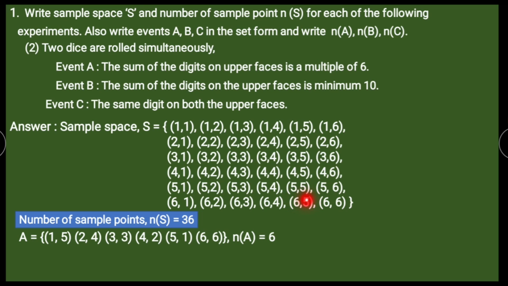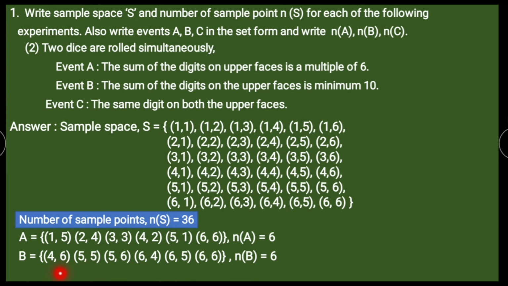Then 5 plus 5 we get 10. 5 plus 6 we get 11. 6 plus 4 we get 10. 6 plus 5 we get 11. 6 plus 6 we get 12. So we consider those ordered pairs whose sum is 10, 11 or 12. So write in set B: (4,6), (5,5), (5,6), (6,4), (6,5), (6,6). First we write all the pairs whose sum is 10, then sum 11, then sum 12. So the total number of elements in set B is 6. So n of B equals 6.